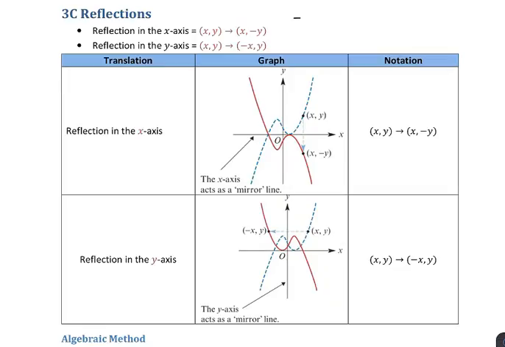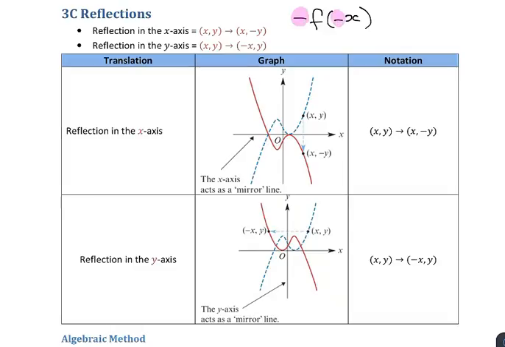Exercise 3C is looking at transformations with, in particular, reflections. So previously we've known this as there being a negative at the front of the entire function or a negative at the front of the x. And this does two different reflections, so either a reflection in the x-axis or a reflection in the y-axis.